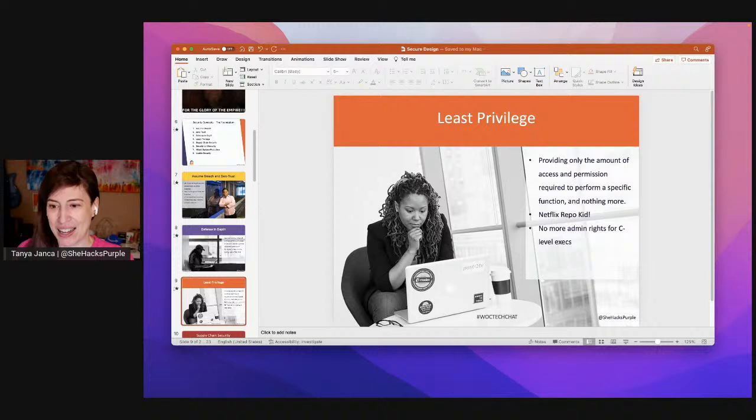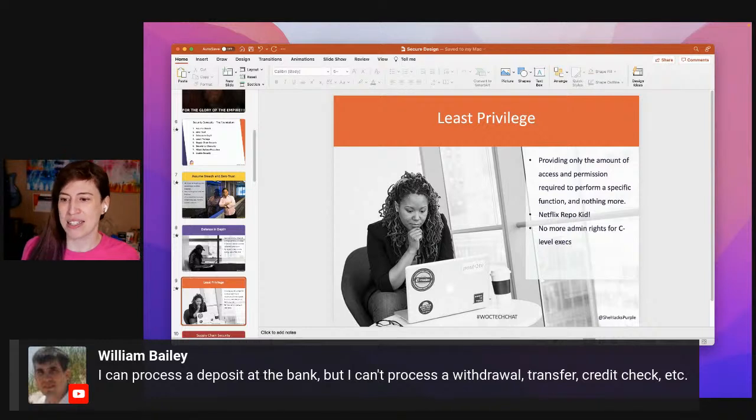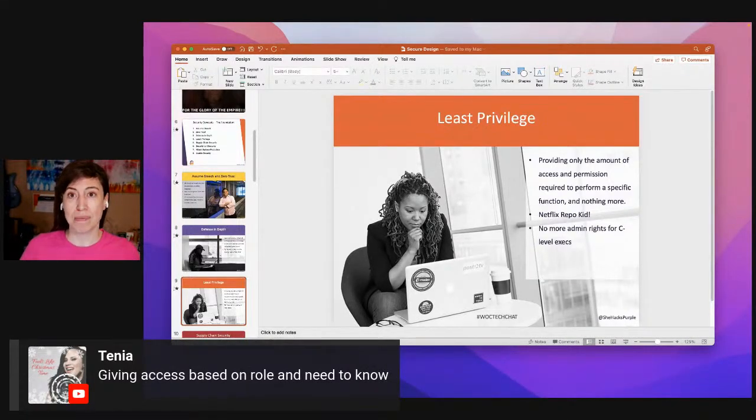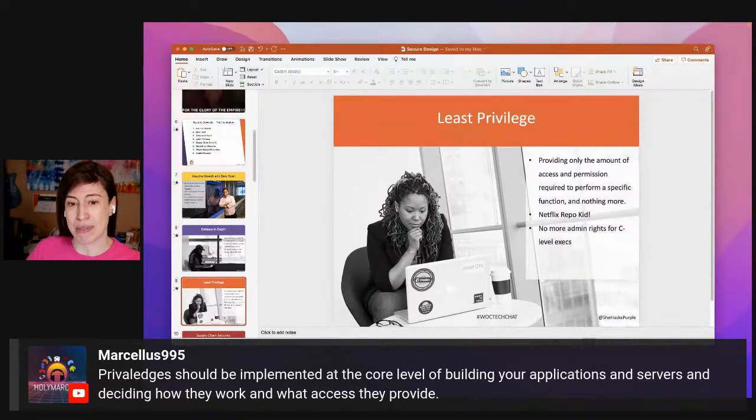So someone else, yeah, role-based authentication. Yes. William saying, I can process a deposit at the bank, but I can't process a withdrawal, a transfer, a credit check, etc. Yeah, William, that's actually a really good example. So I'm the CEO of my tiny 5-person company, and I can give one of them a deposit form and they can deposit cash into our account, but none of them can take cash out. They don't have signing authority because there's only 5 of us, right? And it's not such a huge bottleneck to have me do that.